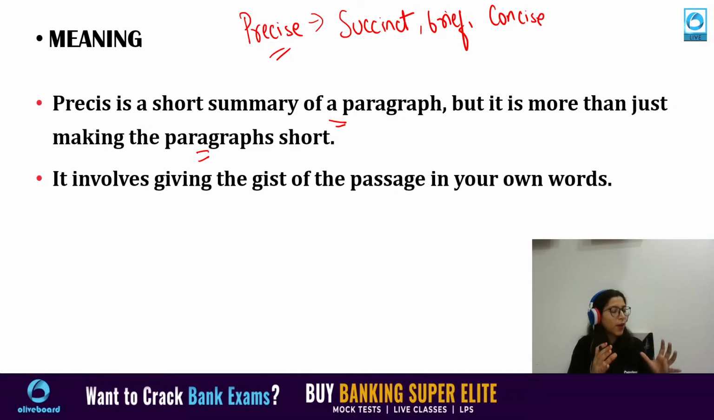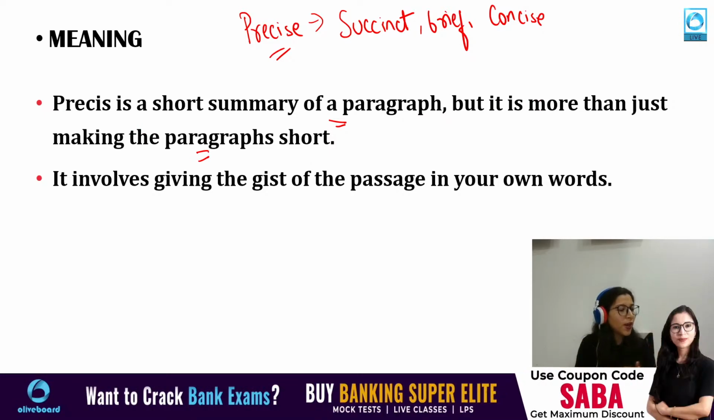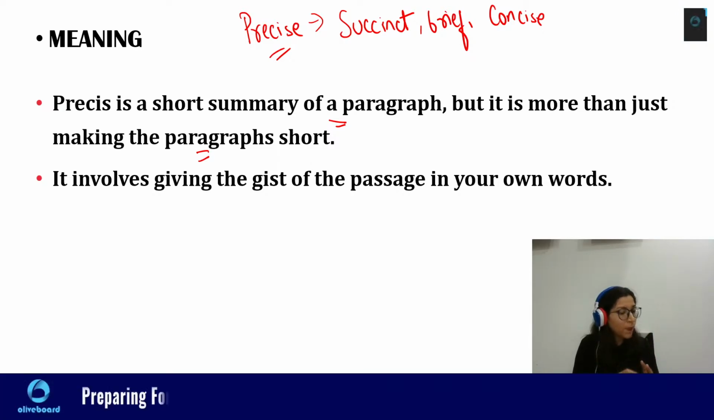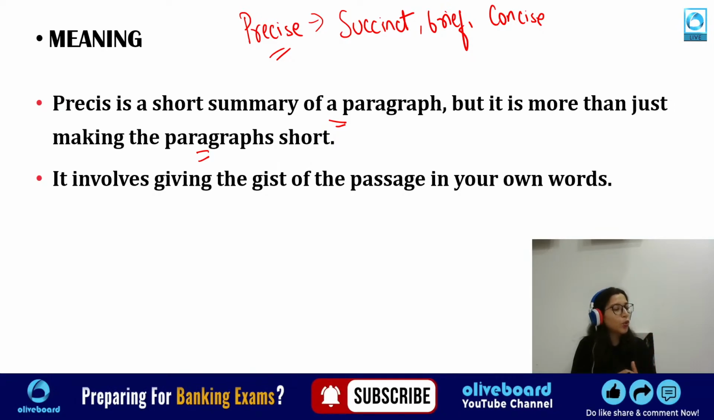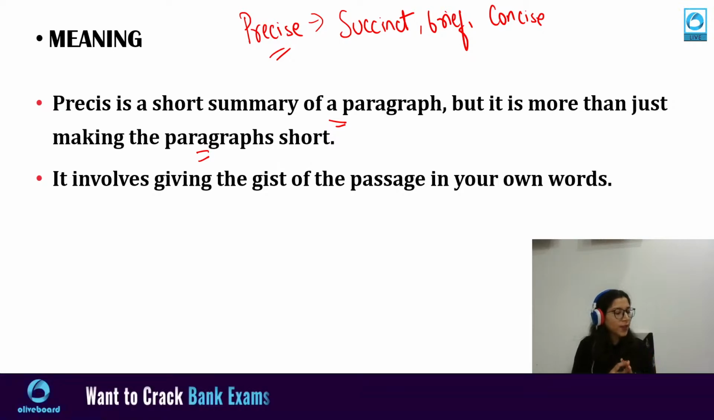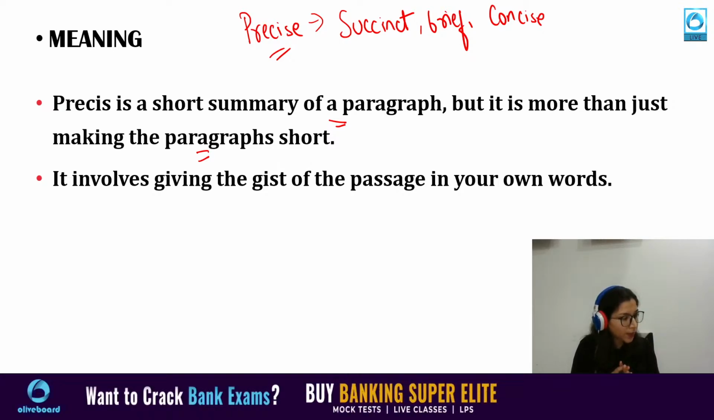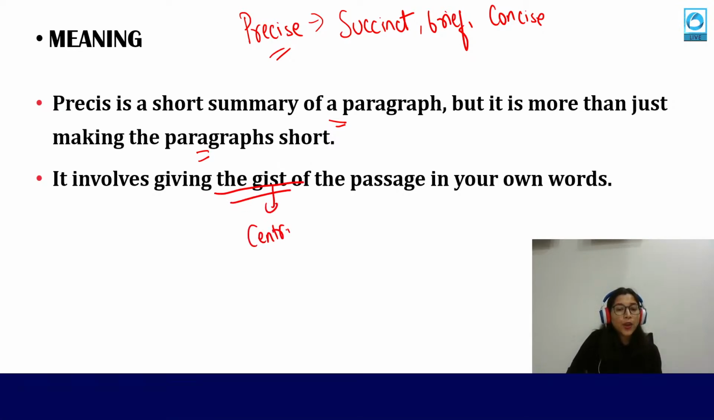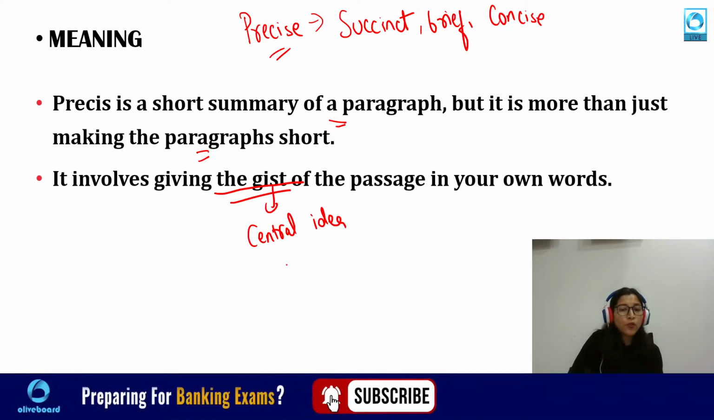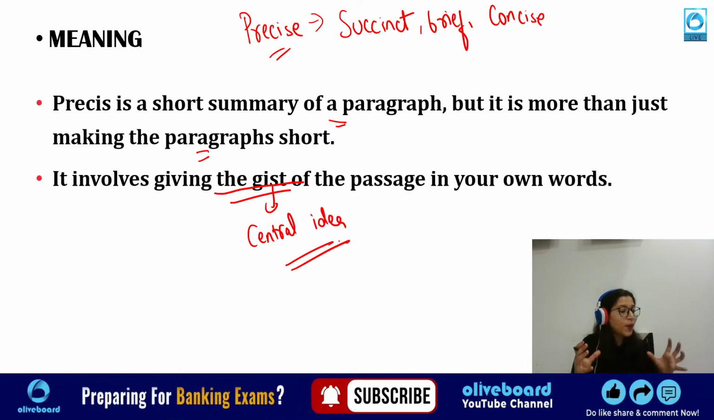Remember guys, Precis writing में generally students get confused that they have to write the summary. No doubt it is a summary writing only, but it is not just summarizing the paragraph. There are certain things that you have to keep in mind while writing a Precis. Clear? It involves giving the gist of the passage. Gist means central idea.